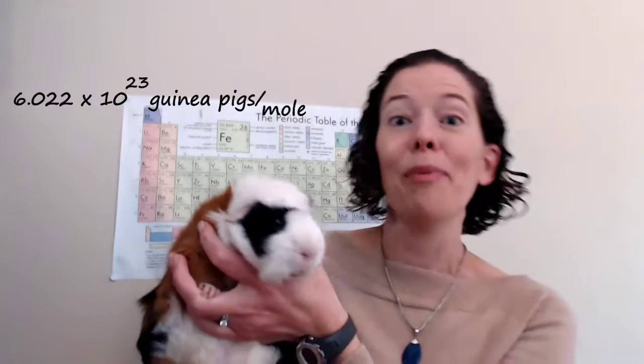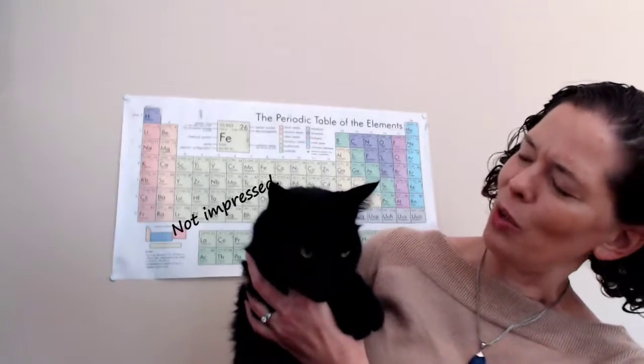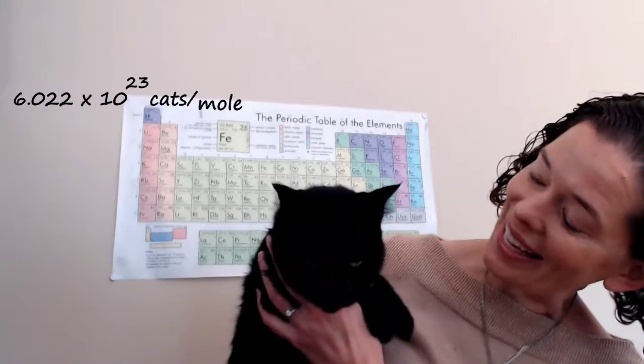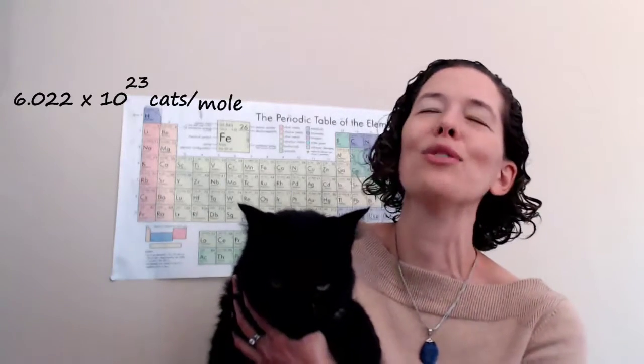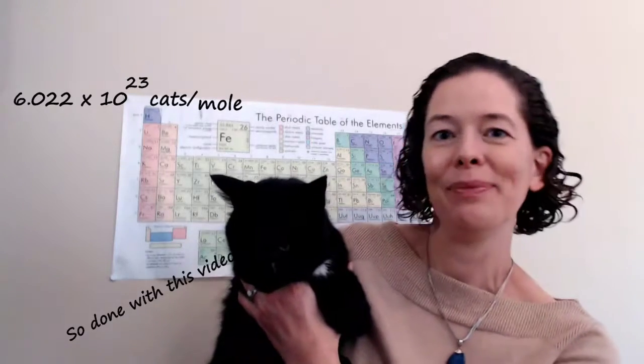Yes, it is. But again, instead of guinea pigs, what if I asked you to bring me a mole of kitty cats? That also would be cuteness overload. But you would bring me 6.022 times 10 to the 23rd kitty cats. And that would be about 1.9 times 10 to the 27th grams of cat.